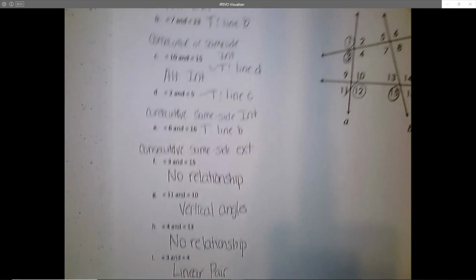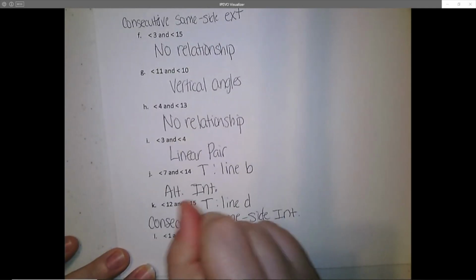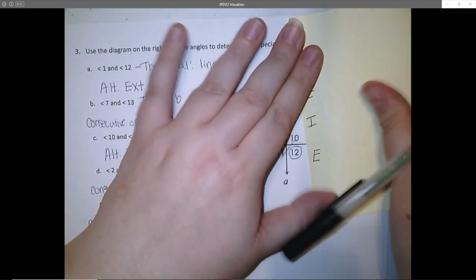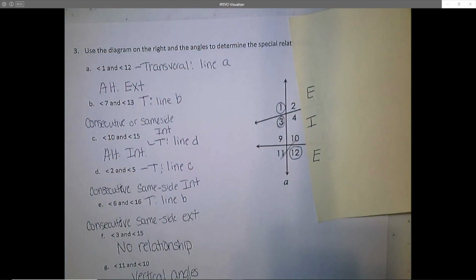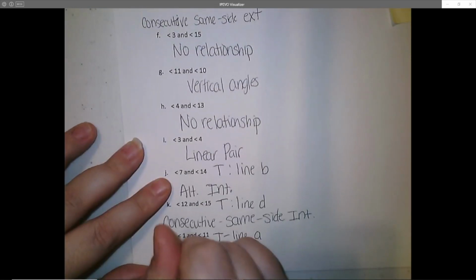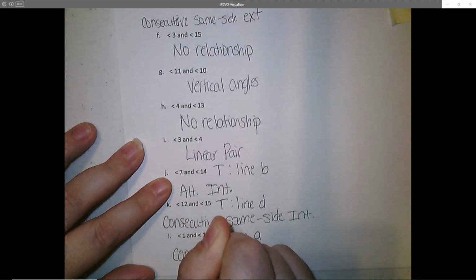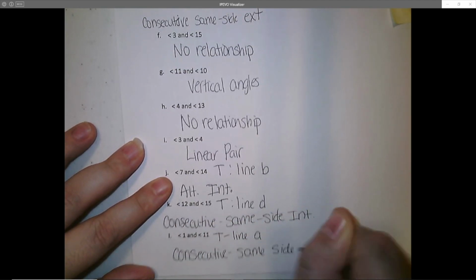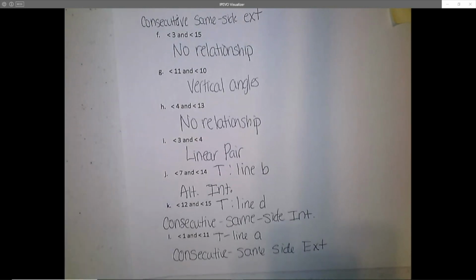1 and 11. Both sit on line A here. So my transversal is line A. Cover up. So I'm going to say 1 is exterior and so is 11. They sit on the left-hand side of A since they're on the same side of the transversal. These are consecutive, same side, but these are exterior because they are outside.